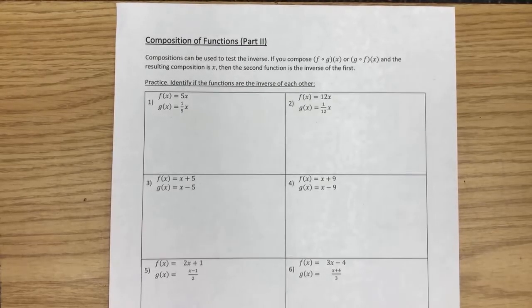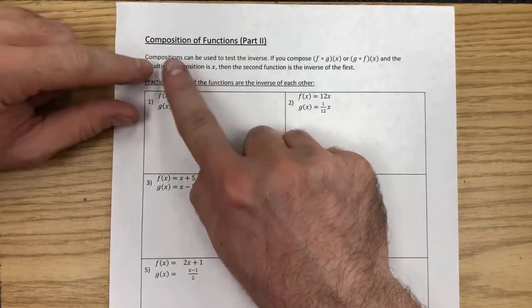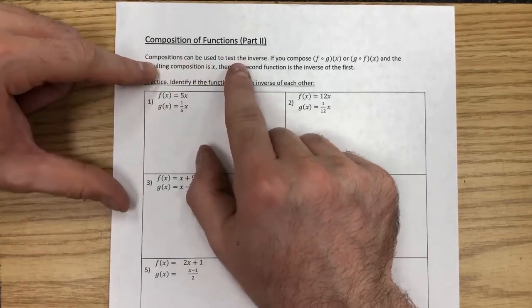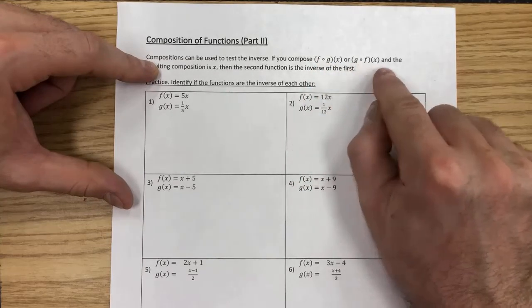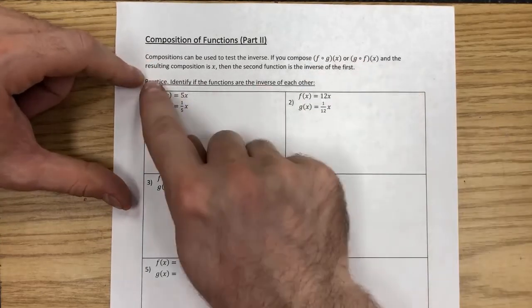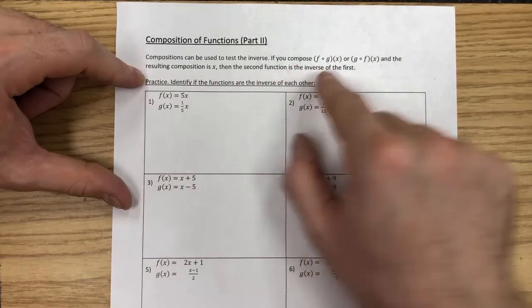So today we're going to be going over a composition of functions. Now a composition, one of the big reasons why we learn these is they can be used to test an inverse function. If we compose f of g and g of f, both of x, and the resulting composition is x, then the second function is an inverse of the first.